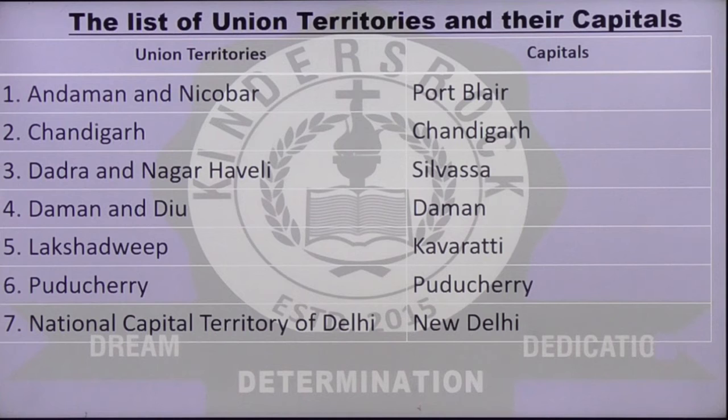The first one is Andaman Nicobar, and the capital is Port Blair. Chandigarh, the capital is Chandigarh. Dadar Nagar Haveli, the capital is Silvassa. Daman and Diu, the capital is Daman. Lakshadweep, the capital is Kavaratti. Puducherry, the capital is Puducherry. National Capital Territory of Delhi. That's the name of the union territory called Delhi. National Capital Territory of Delhi, and the capital is New Delhi.